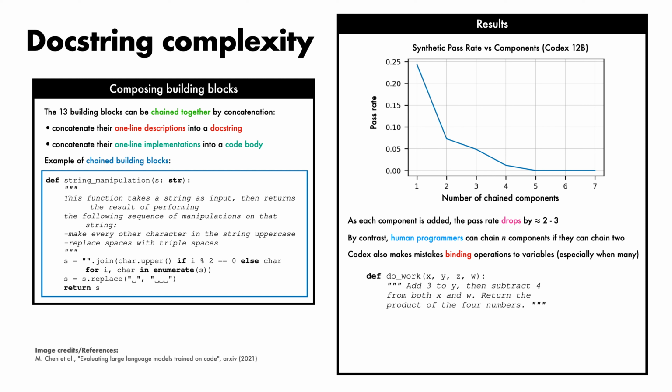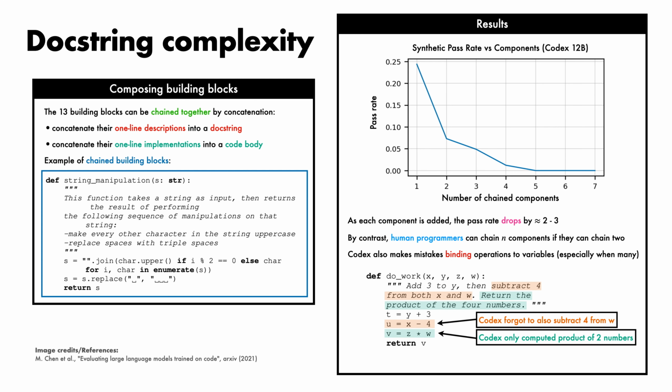Given this prompt, Codex adds 3 to y, then subtracts 4 from x, then computes the product of Z and W and returns this as the result. Although it subtracted 4 from X, it was supposed to subtract 4 from both X and W. It forgot to subtract 4 from W. It was also supposed to return the product of the 4 numbers, but we see here that it only computed the product of 2 numbers.